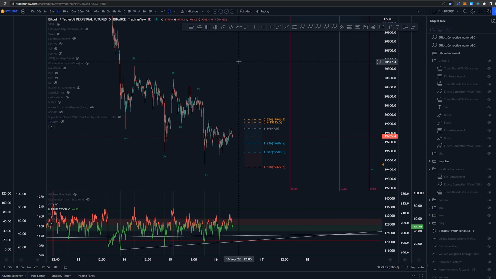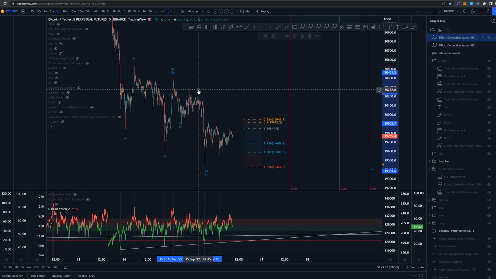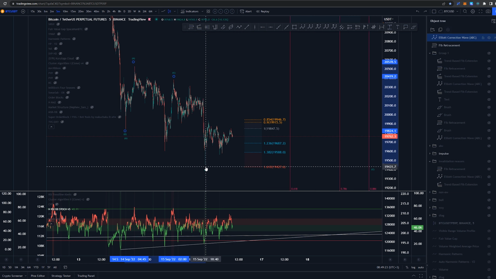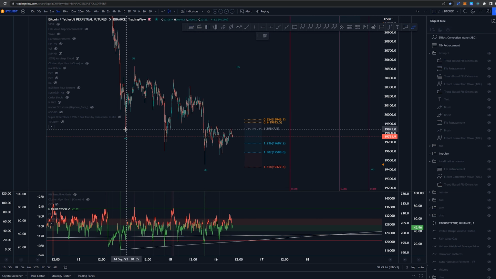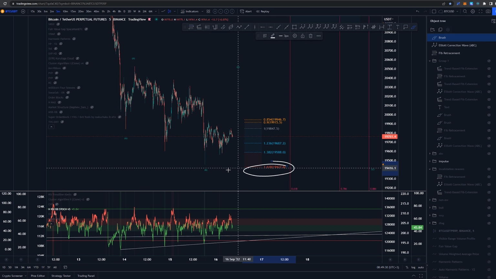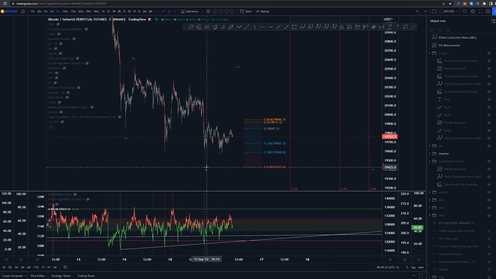So how do we fix this? Well, one way to fix it is instead of having the wave B here, we move it here. We can see that still from this first leg, retracement, the 1.618 is here. We have not invalidated that as of yet. So I feel like we have to be using that.